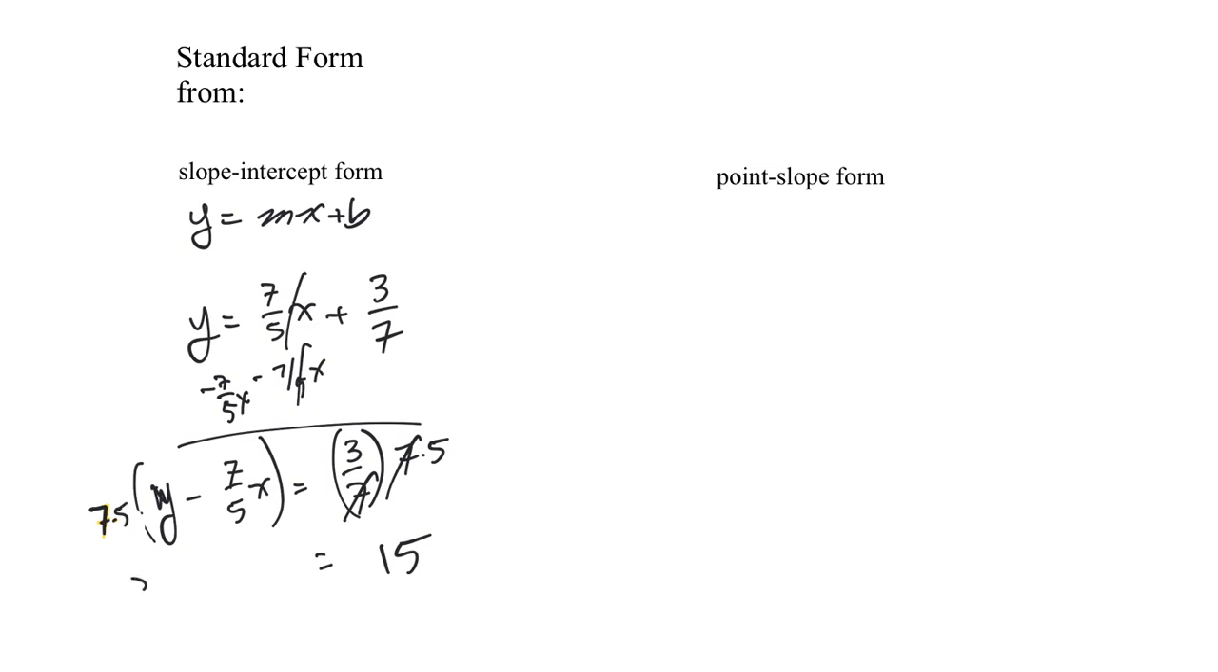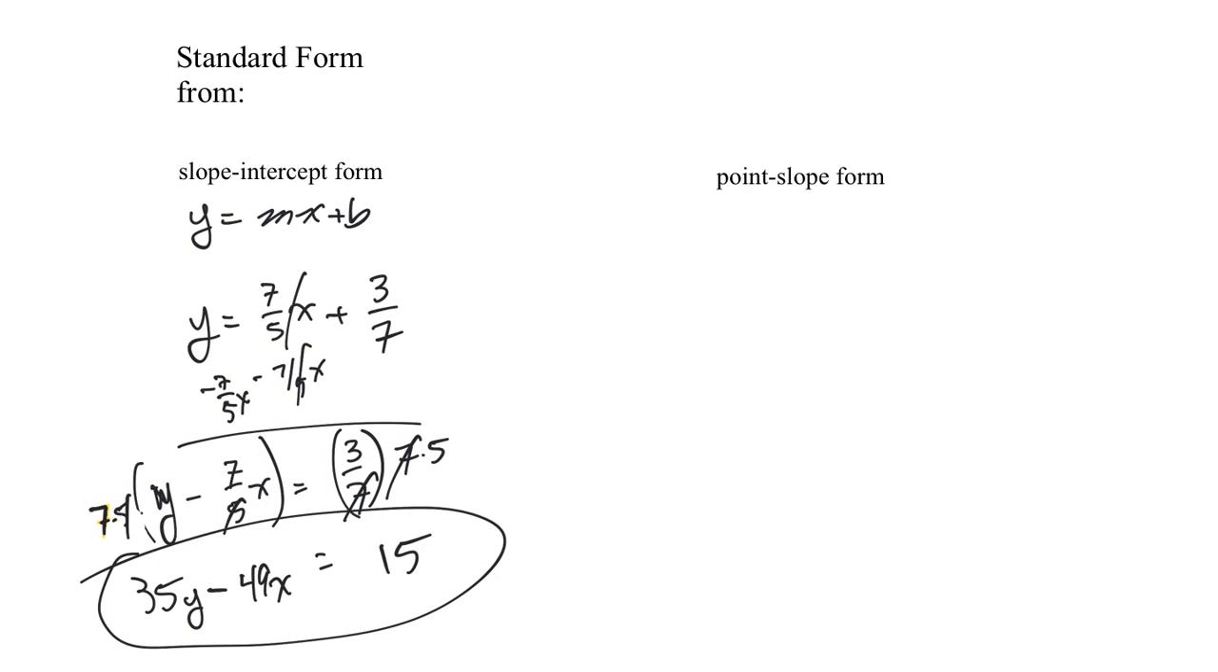And so then I get 35y minus, these guys cancel, 49x equals 15. That looks ugly, but that's how it is. That's how it works.